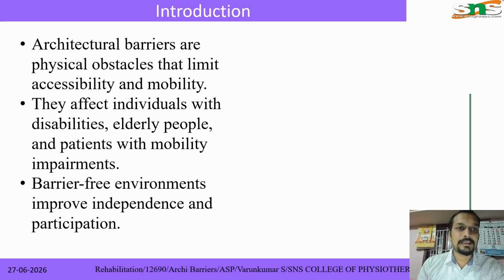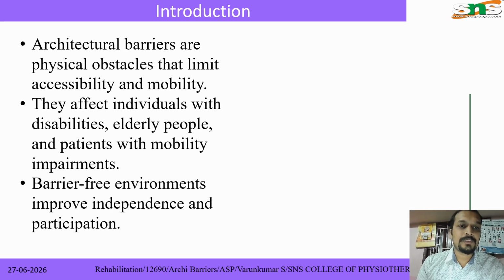Architectural barriers are the physical obstacles that limit the accessibility and mobility of an individual. They affect individuals with disabilities, elderly people, and patients with mobility impairments. Usually a patient with a mobility impairment is not able to go with accessibility and mobility because of obstacles, or any form of obstacles, that limit their function. So this is considered as architectural barriers.